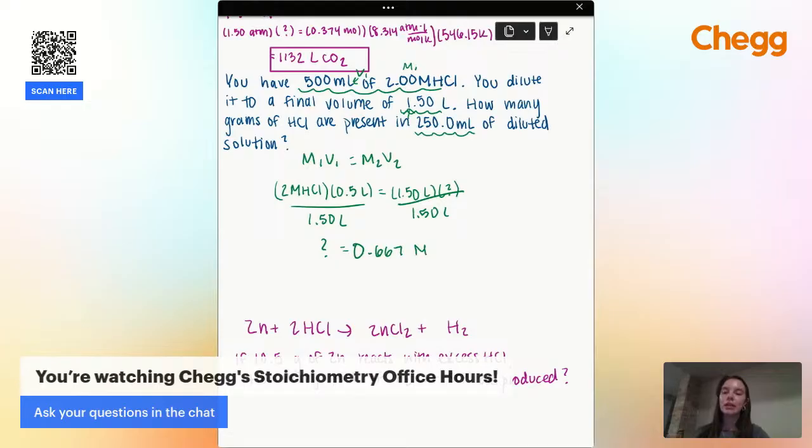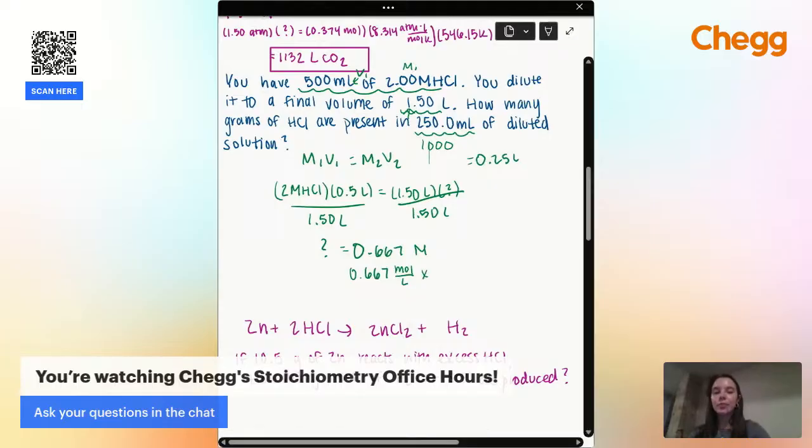Now, here's where the fun part starts because we need to find how many grams of HCl are present in 250 milliliters of diluted solution. So 0.667 is moles per liter, and we have 0.25 liters. The way I did that, just 250 over 1,000 got me 0.25 liters. So I'm going to multiply by that 0.25 to figure out how many moles there are.